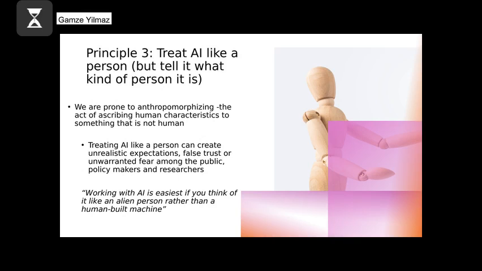So the third principle Mollick outlines is treating AI like a person, but telling it what kind of person it is. He makes this argument because it's easier to work with AI as a collaborator or co-intelligence if we sort of pretend that it's a human-like intelligence. However, as humans, we're prone to anthropomorphizing non-human objects or events. This is the act of ascribing human characteristics to something that is not human.